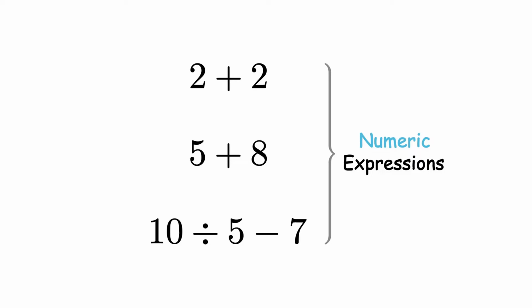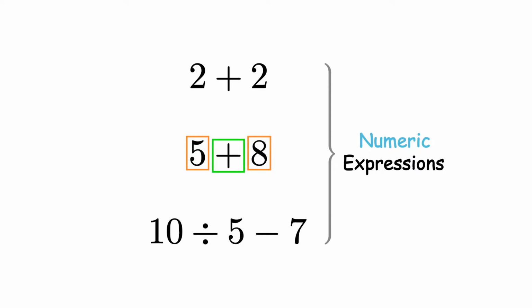Basically, numeric expressions is where there are a minimum of 2 numbers that are joined by at least one operator. And as a refresher, there are 4 main operators, which is adding, subtracting, multiplying, and dividing. So if you look at our first expression, we have 2 plus 2. As you see, we have our 2 numbers, which is 2 and 2, and they're both joined by a plus sign. If you look at the second expression, our 2 numbers are 5 and 8, and once again, they're joined by a plus sign.